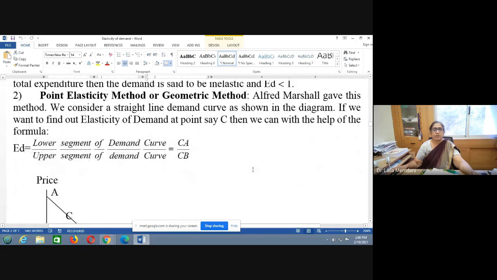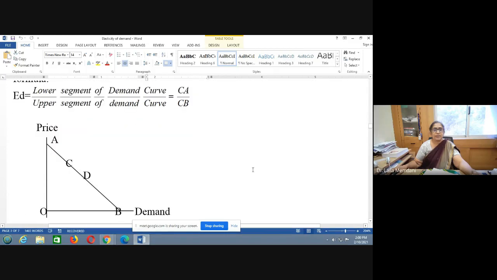Another method is point elasticity, or the geometric method. In this, we consider elasticity of demand at a point on the demand curve. So let us say we have the demand curve and we have extended it in such a way that it touches both the x-axis and the y-axis. The point on the y-axis where it is touching is point A, and on the x-axis it is point B. The middle point is C. So it is the center point.